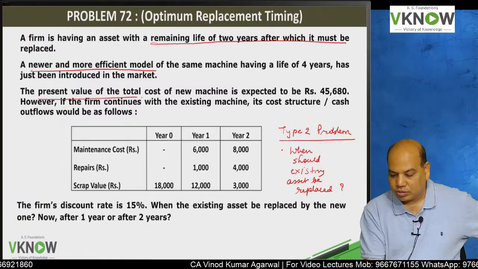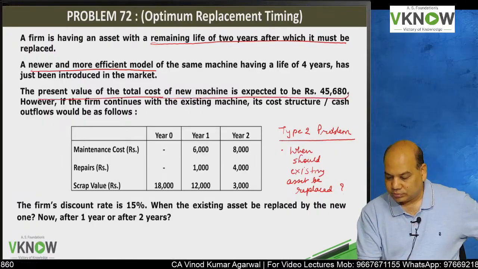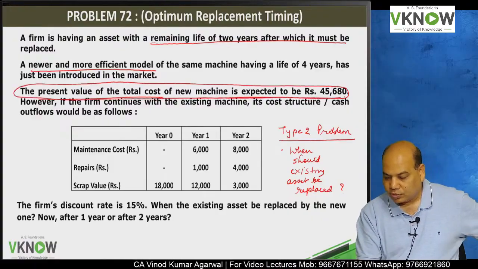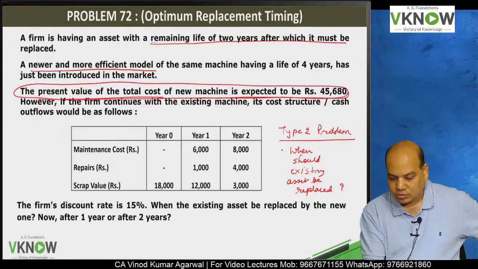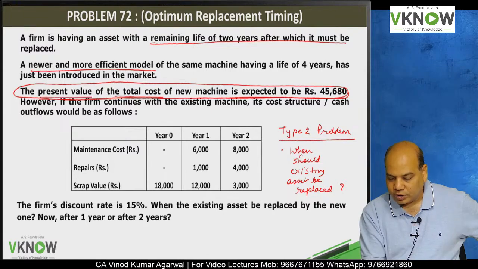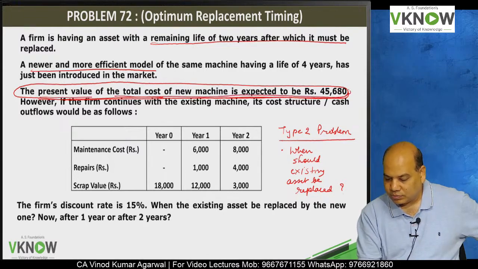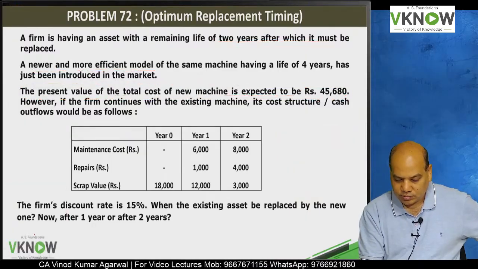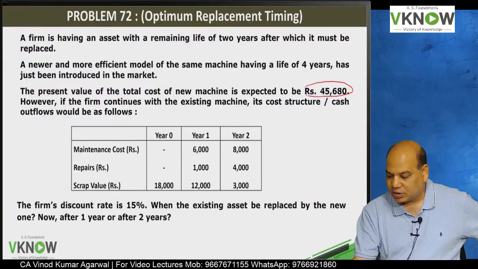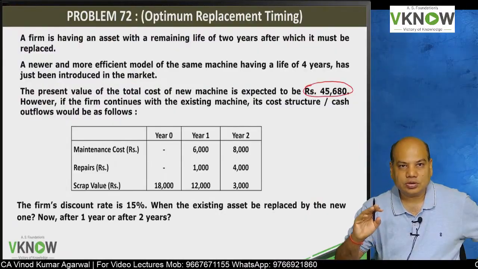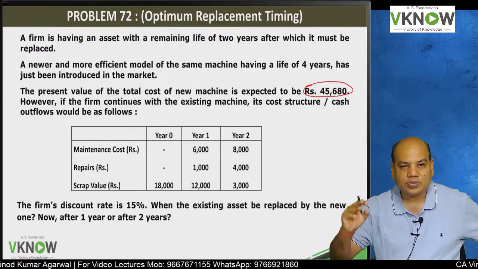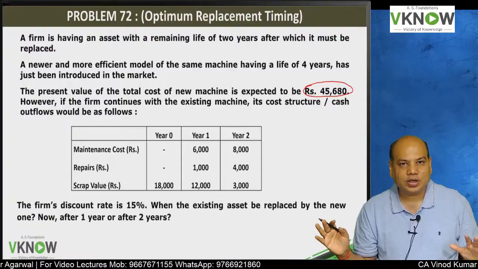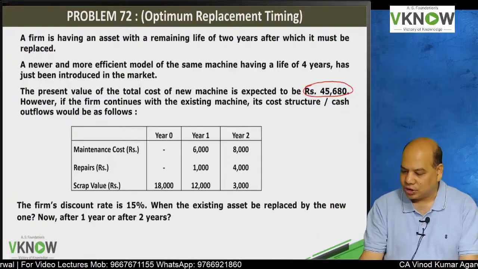The present value of the total cost of the new machine is expected to be 45680. So if you purchase the new asset, the present value of all the future costs, purchase cost, repair cost, maintenance cost, running costs, everything put together, is 45680.